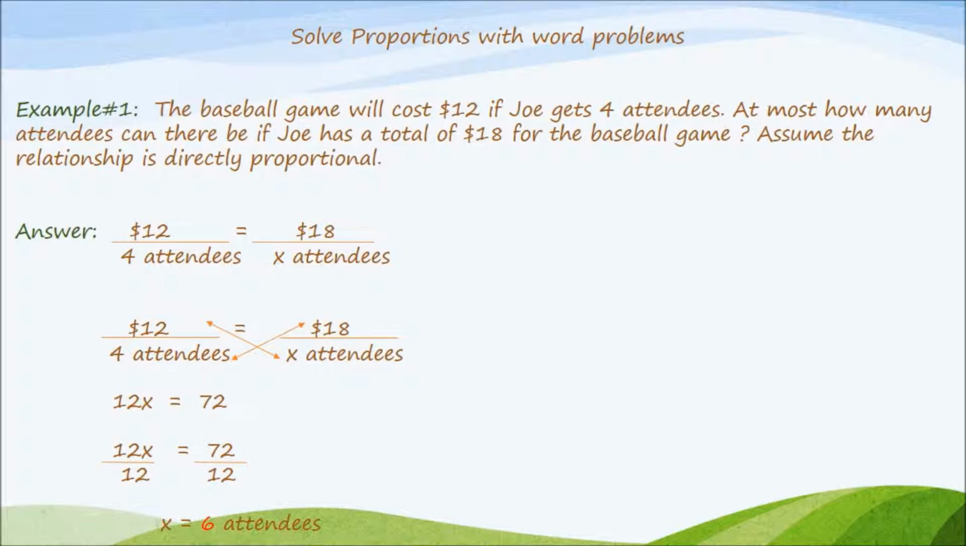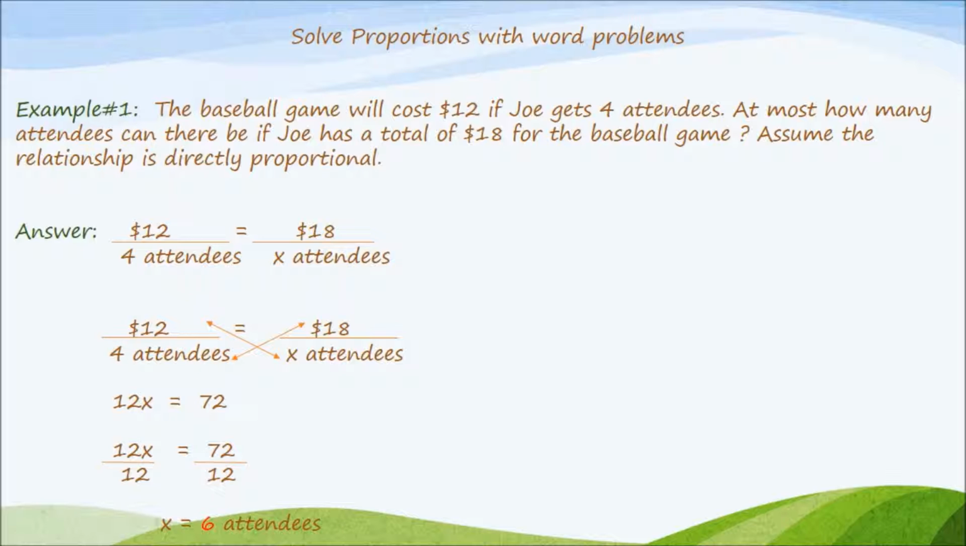All right, let's recap the question again. The baseball game will cost $12 if Jill gets 4 attendees. At most, how many attendees can there be if Jill has a total of $18 for the baseball game? Assume the relationship is directly proportional. So here's our answer. We're going to take $12 divided by the 4 attendees, which is equal to $18 over X, the number of attendees we're trying to find. Again, we're going to multiply the 12 times the X, which is equal to 12X. Then we're going to cross multiply the 4 attendees times 18, which is equal to 72.